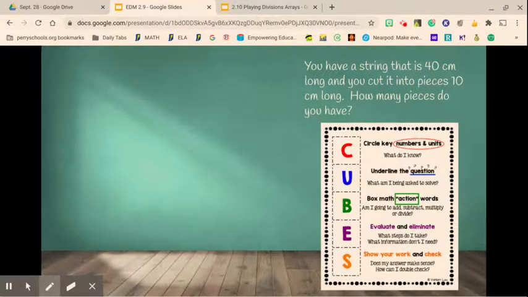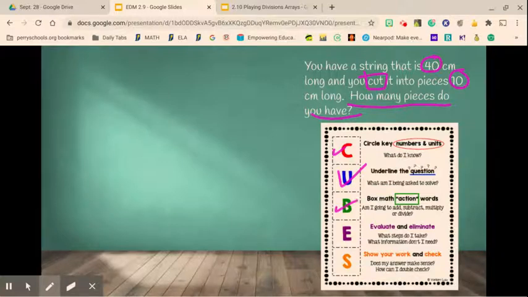All right, my next one. You have a string that is 40 centimeters long, and you cut it into pieces 10 centimeters long. How many pieces do you have? So I can see my numbers 40 and 10. My question is, how many pieces do you have? My action words are, let's see, I'm going to cut them. And I'm cutting them into 10 centimeter pieces. There's not really too much more that I have as a math word. So that's going to be all.